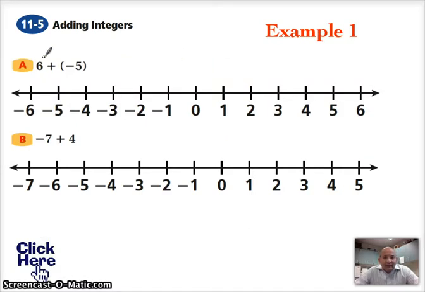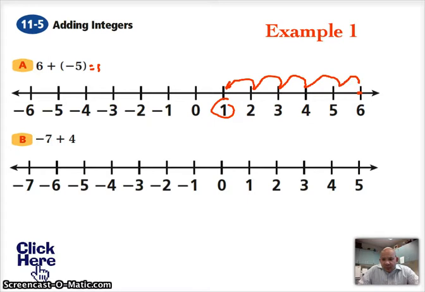Here we have the expression 6 plus negative 5. We're going to go ahead and start on 6. And in order to add a negative, we're going to go in the left direction. So we're going to add a negative 5. 1, 2, 3, 4, 5. We've landed on 1. 6 plus a negative 5 is equivalent to 1.